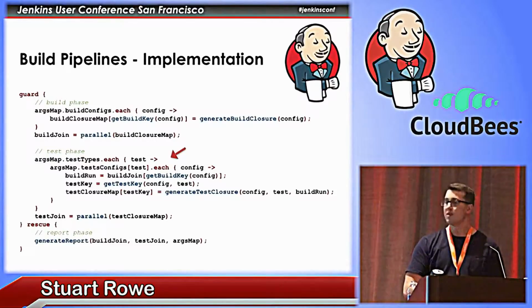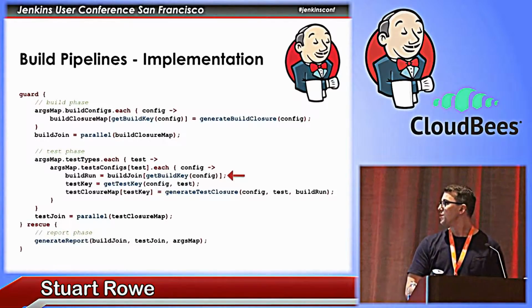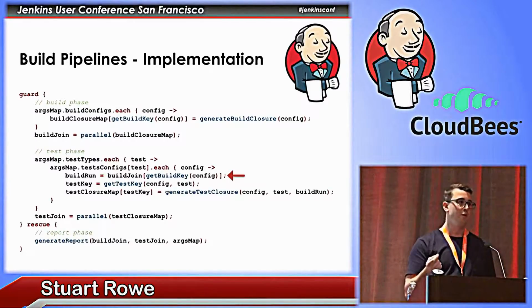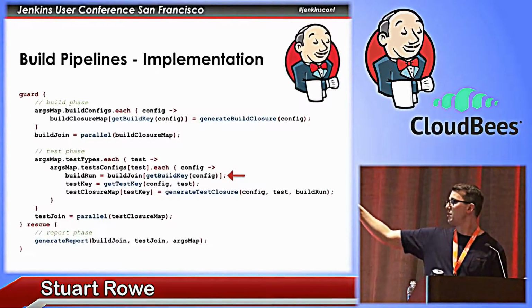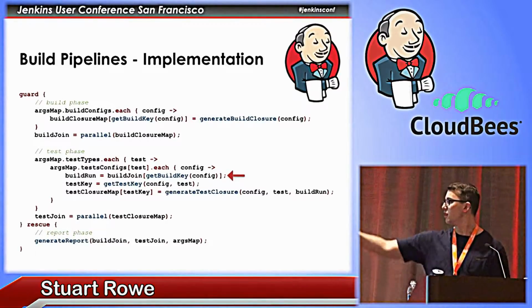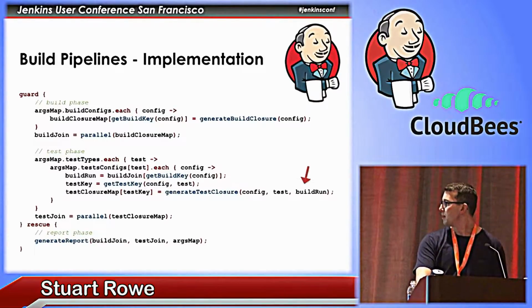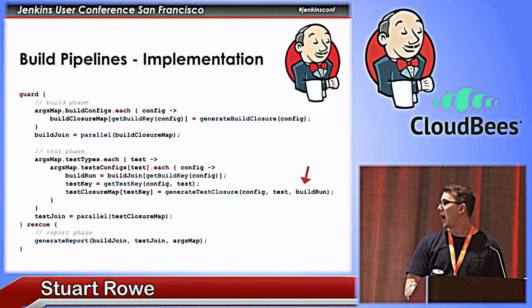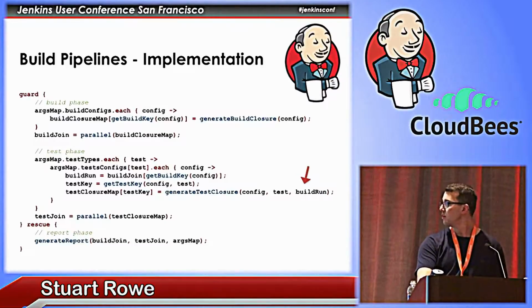Similarly, we're going to iterate over a set of tests for our test phase. For each test type, there's going to be a particular config we want to run, or a set of configs we want to run for that test type. And then we can use that same build key helper method to look up the build from the build phase in the build join map. And we're going to pass that into our helper method for generating a test closure, so we can look up the build number to facilitate artifact copying. Then we're going to run our test in parallel.